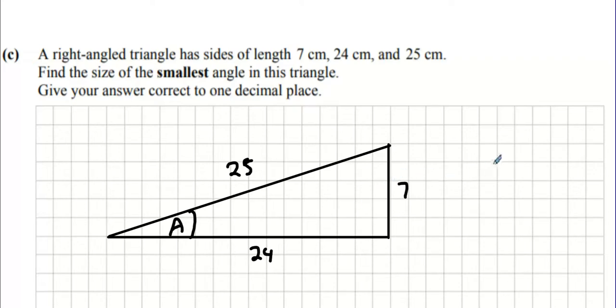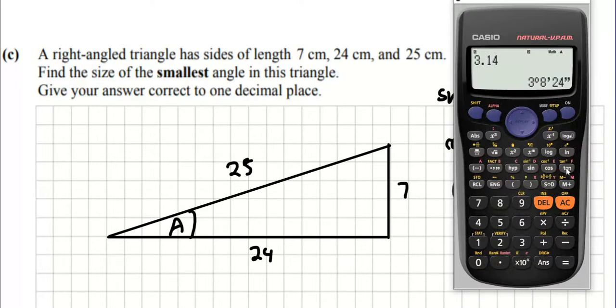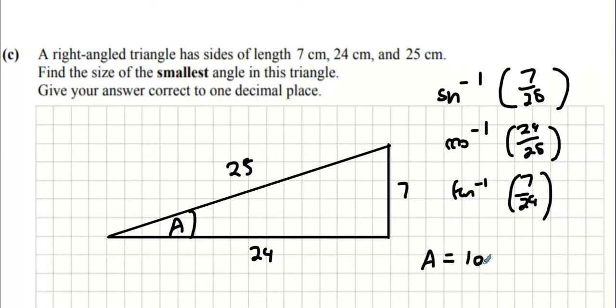You can use any function you want here, guys. You could use sine inverse, cos inverse, or tan inverse, whichever one you want. Sine is opposite over hypotenuse, so it would be 7 over 25. You can use sine inverse 7 over 25. You could do cos inverse 24 over 25. Or you could do tan inverse 7 over 24. All of them will give you the same answer. I'll just go for the tan inverse, just because it was the last one I did. It's going to be a small angle. 16.26, and to 1 decimal place, that'd be 16.3. Okay, that's all you gotta do.